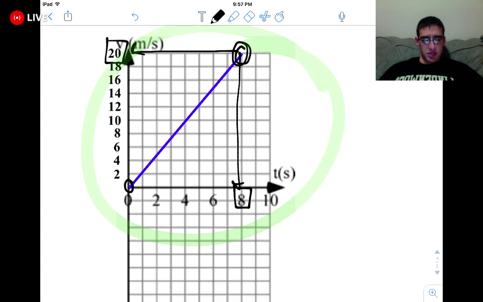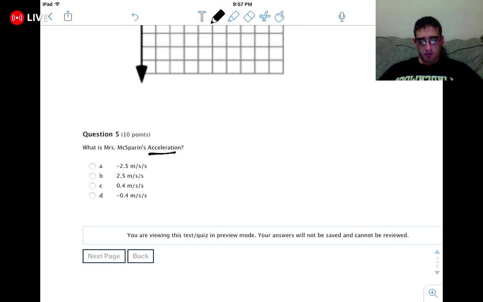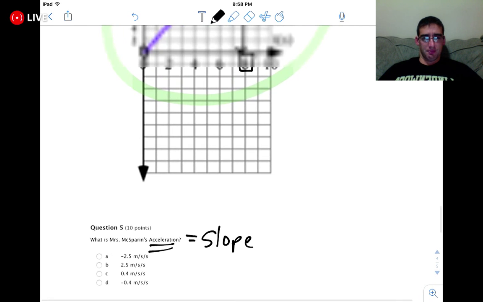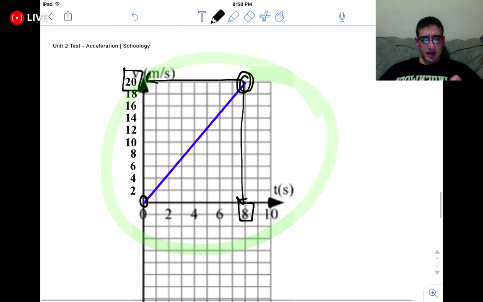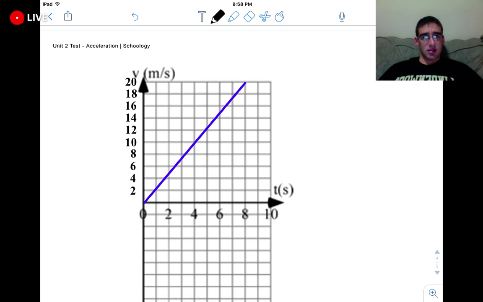Now I'm going to use that to answer this question. What's Mrs. McSparron's acceleration? So remember that acceleration is the slope of the velocity versus time graph. So I'm going to get all this stuff off of here now because I need to find the slope. Now there's a couple ways we can do it. I know that a lot of you guys were using this method. I'm going to do that too.